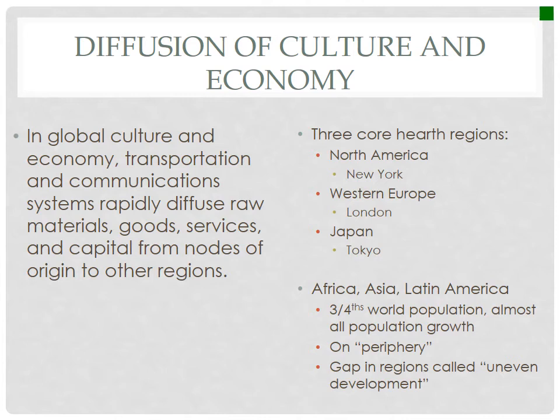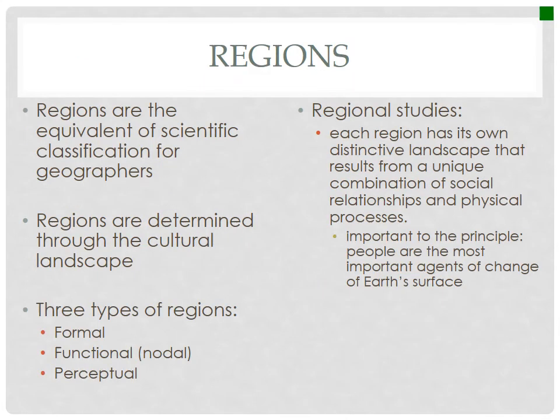Economy is obviously where diffusion spreads as well. For example, we've already talked about this before with world cities. In North America, you have New York. In Europe, you have London, and then Japan has Tokyo. Those are also world cities, but they're also key economic areas as well.